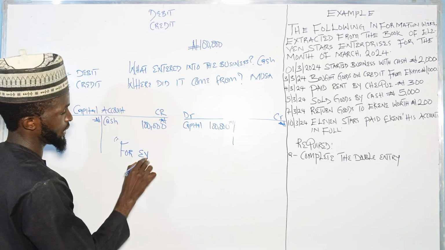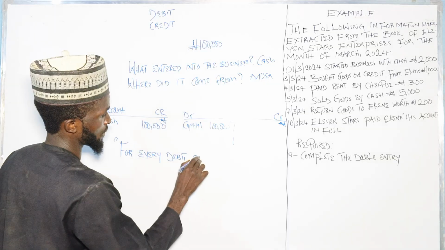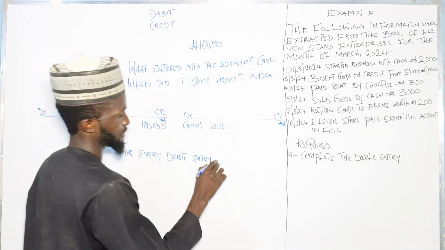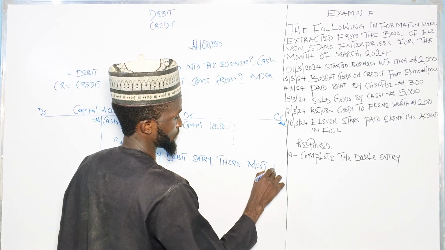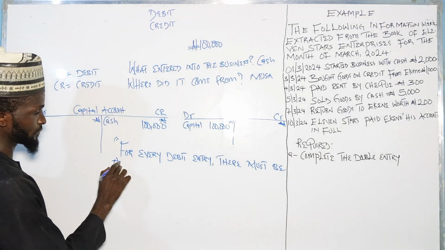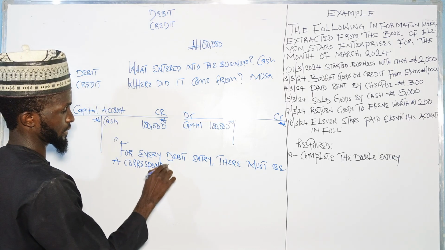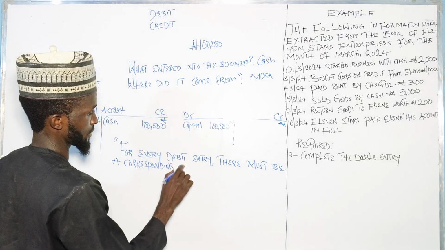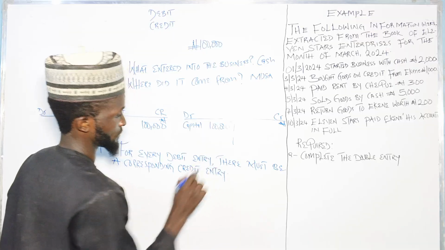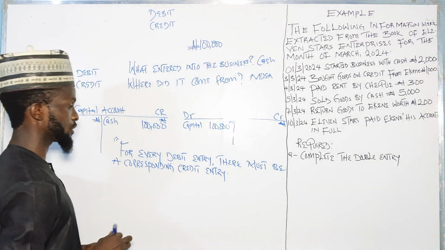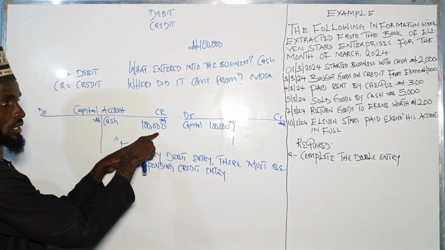For every debit entry, there must be a corresponding credit entry, and vice versa.